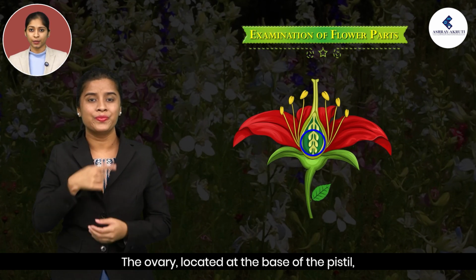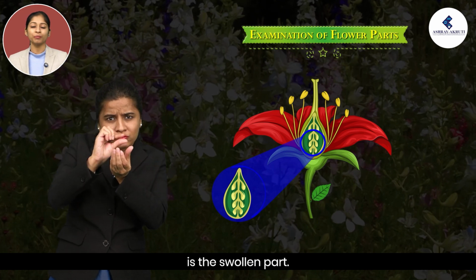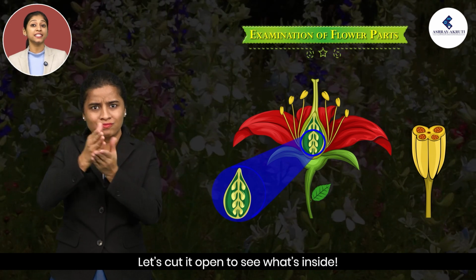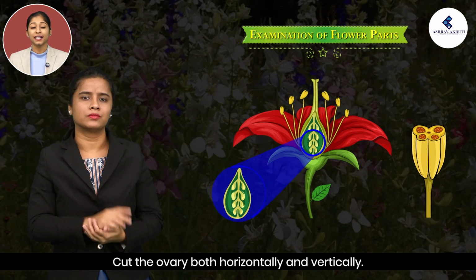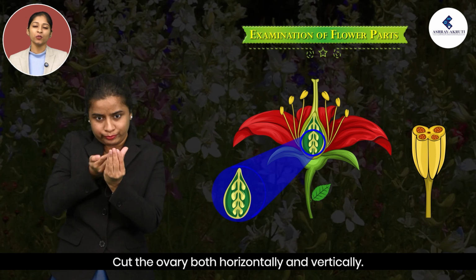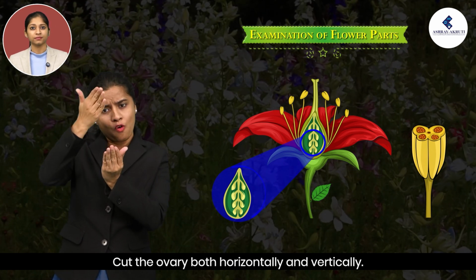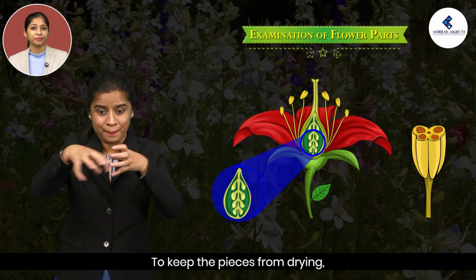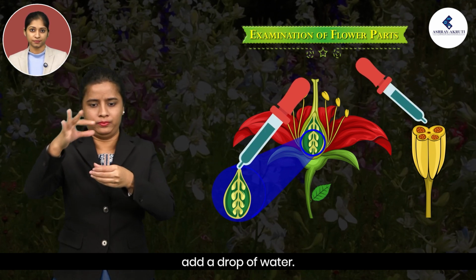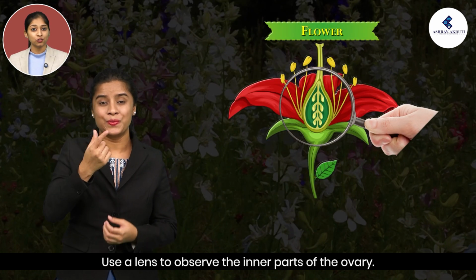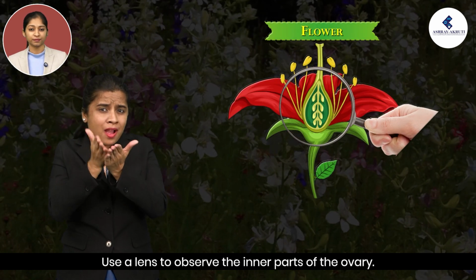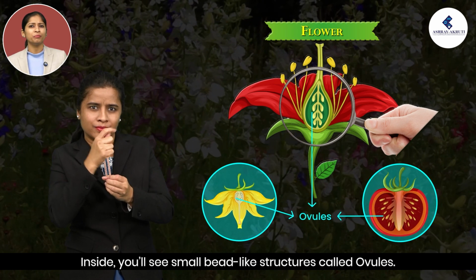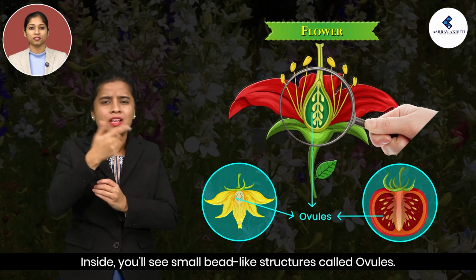The ovary located at the base of the pistil is the swollen part. Let's cut it open to see what's inside. Cut the ovary both horizontally and vertically. To keep the pieces from drying, add a drop of water. Use a lens to observe the inner parts of the ovary. Inside, you'll see small bead-like structures called ovules.